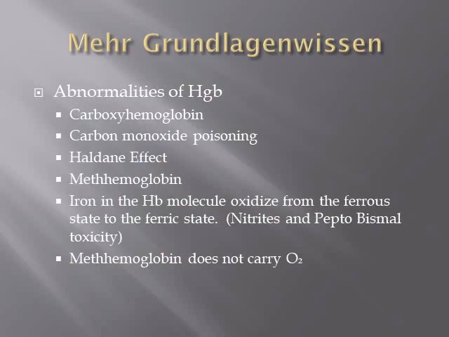So that's German, by the way. We have certain abnormalities of hemoglobin that can throw your numbers off, like increased carboxyhemoglobin due to carbon monoxide poisoning, the Haldane effect. Methemoglobin can be an issue for patients who are on nitric oxide for too long. And then sometimes due to increased nitrates or Pepto-Bismol toxicity, the iron in your hemoglobin can actually oxidize from a ferrous to a ferric state. And these patients actually have blood that turns a brown color. And increased methemoglobin does not carry oxygen at all.